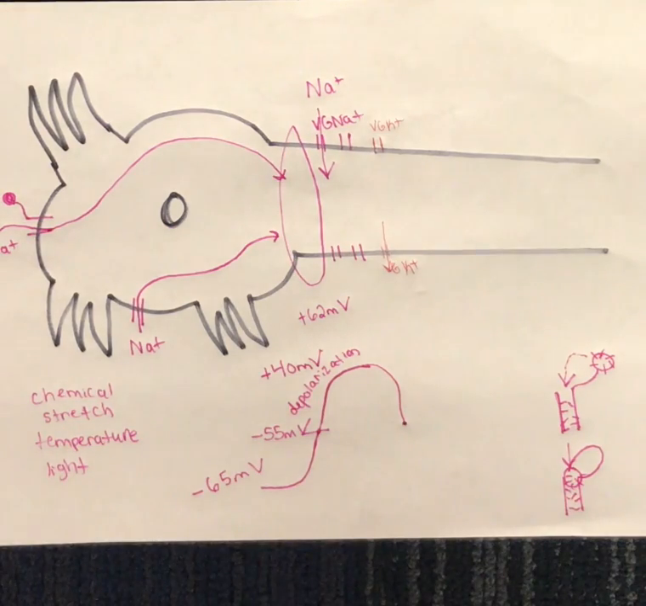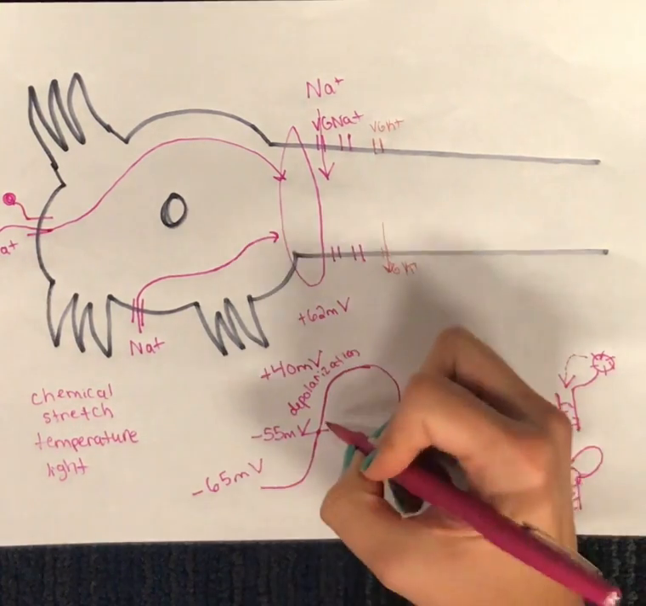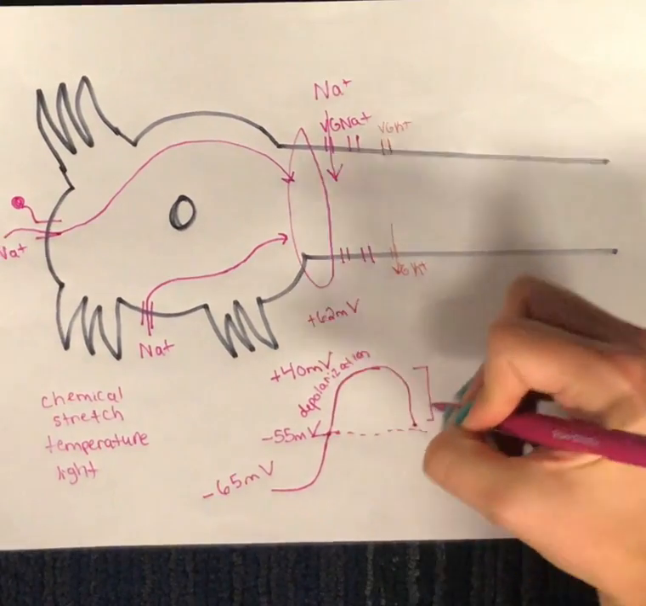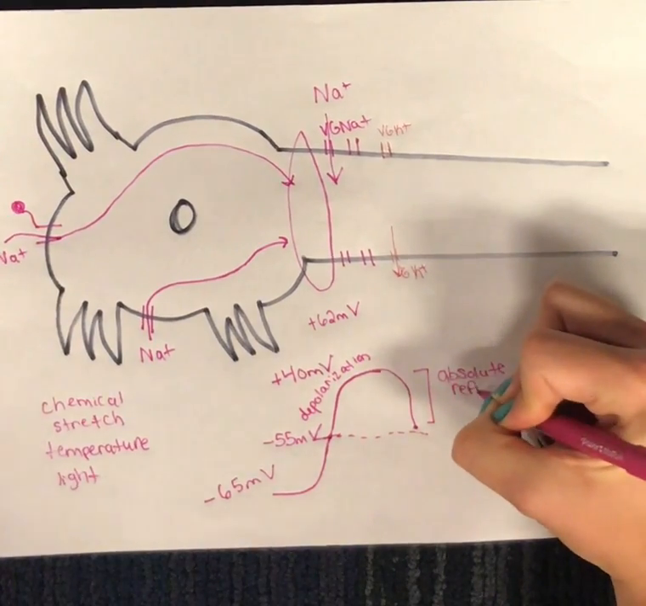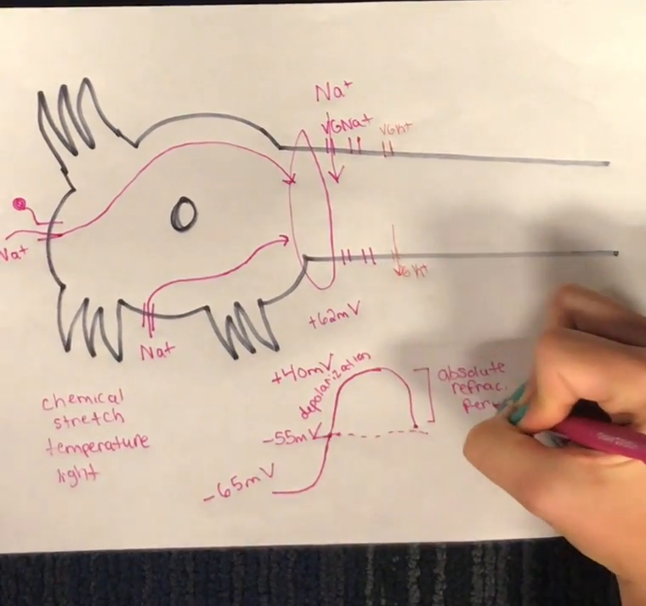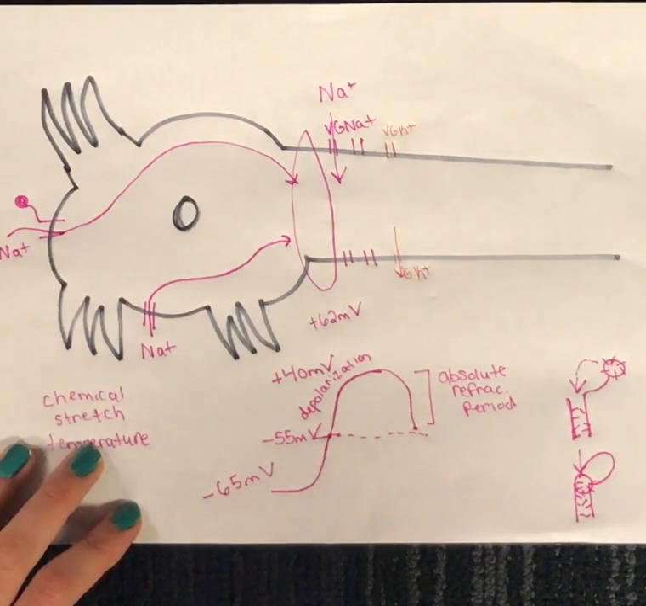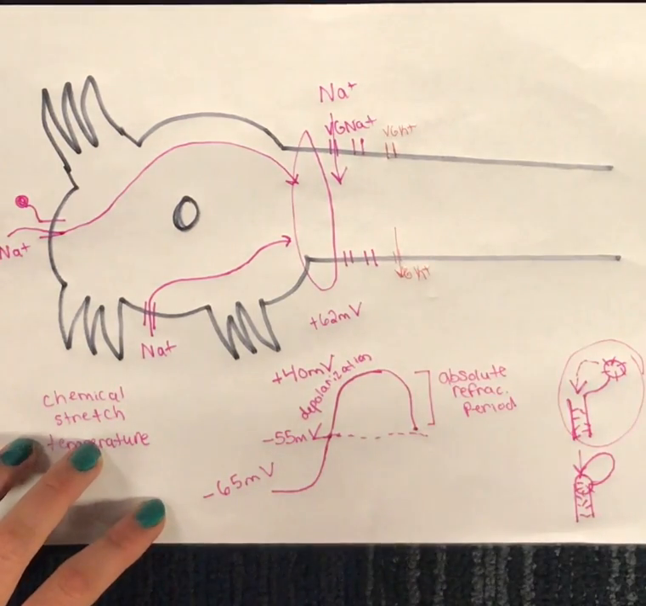During this time, another action potential cannot be fired until we reach threshold because these voltage-gated sodium channels are closed, so there is no possibility of another action potential being fired. So this is known as the absolute refractory period. When we get back to negative 55 millivolts, the ball in the voltage-gated sodium channels falls out and we return to this stage once again.